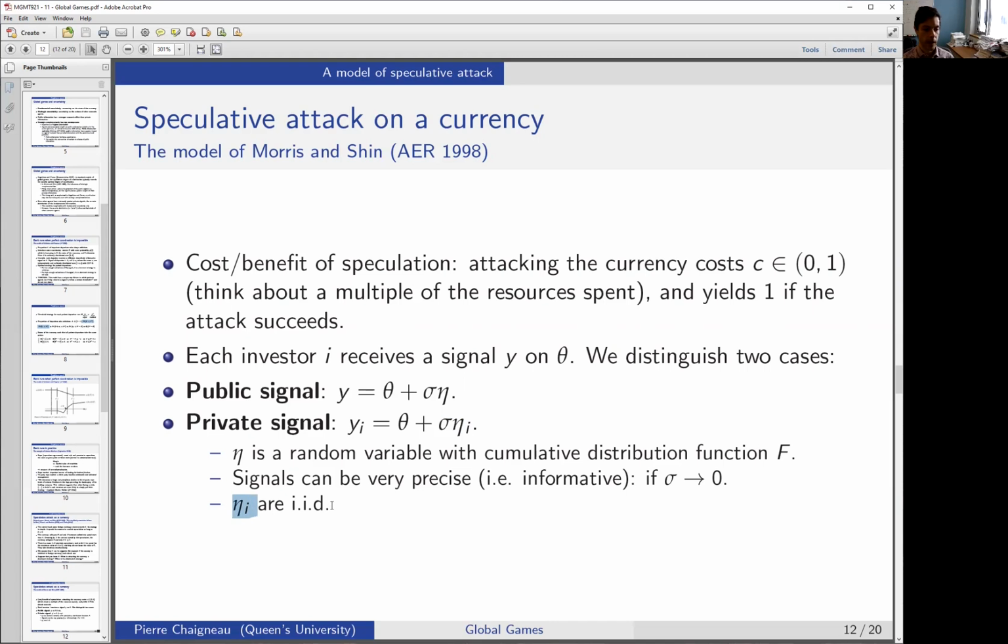All these variables are IID, meaning that they are independent, so uncorrelated, and identically distributed. So they all follow the same distribution. For example, you can think about a normal distribution with a mean of 0 and a variance of 1, because in any case, we have this parameter sigma here. Notice that signals don't need to be very different from one another. They can be very precise. If sigma becomes very small, different signals observed by different economic agents will still be very similar. So you don't need people to have extremely different beliefs.